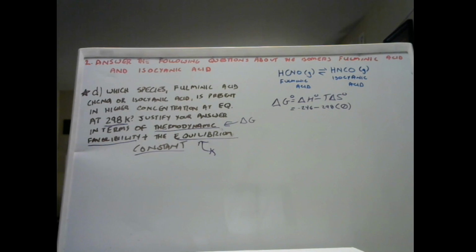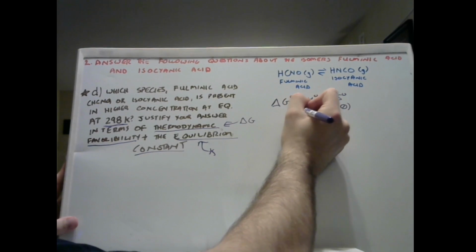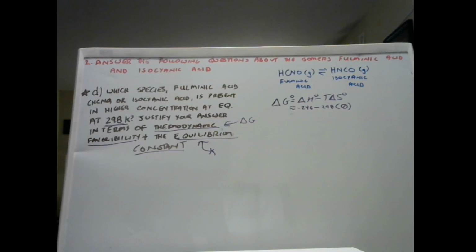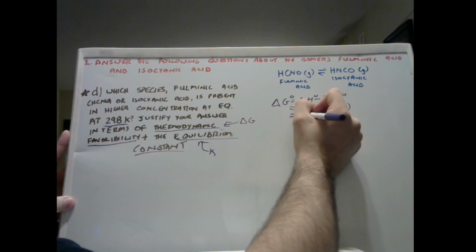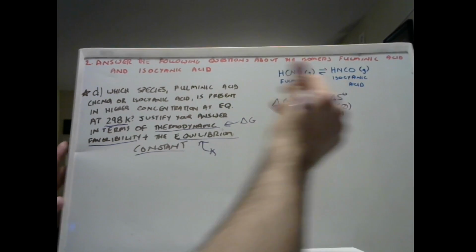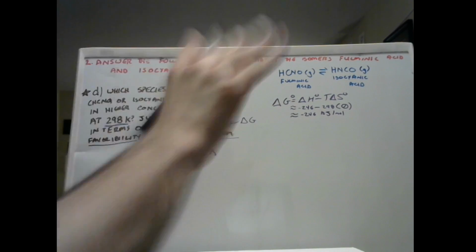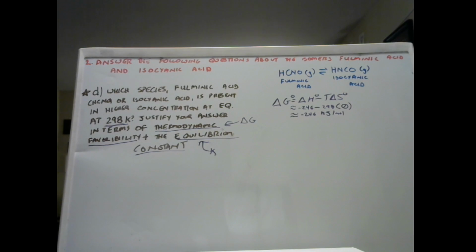Now this isn't exactly equal, so instead of having an equal sign, it would perhaps be better to have this approximate sign. But because delta S is so small or so close to 0, we can say effectively that delta G here is negative 246 kilojoules per mole. And since delta G is negative, this tells us that the reaction favors the products. The reaction will proceed forward. It'll go this way. So in terms of thermodynamic favorability, delta G is a negative value, which tells us the products are favored. Halfway done.